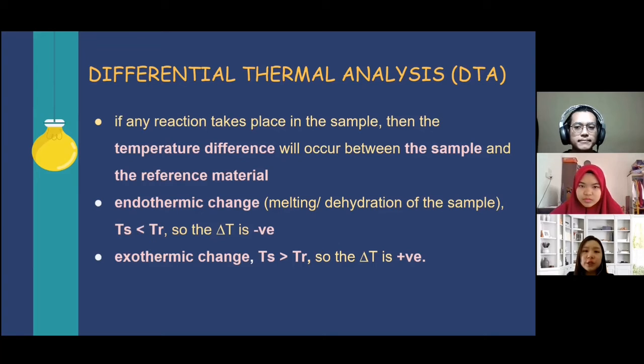If any reaction takes place in the sample, then a temperature difference will occur between the sample and the reference material. So for endothermic change, such as melting or dehydration of a sample, the temperature of the sample is lower than the temperature of the reference, so the temperature difference is negative. However, for exothermic change, the temperature of the sample is higher than the temperature of the reference, so the temperature change is positive.